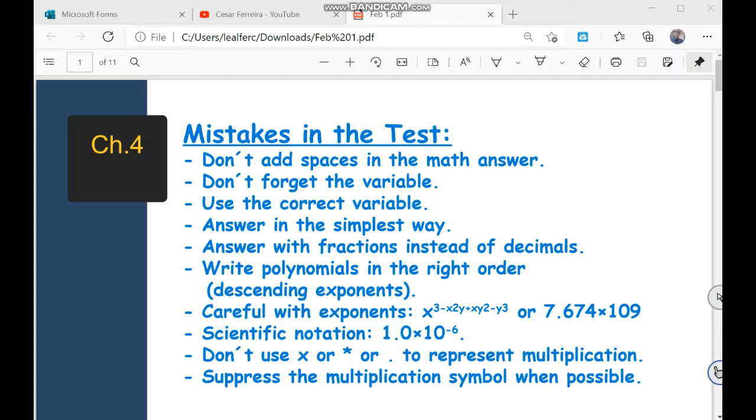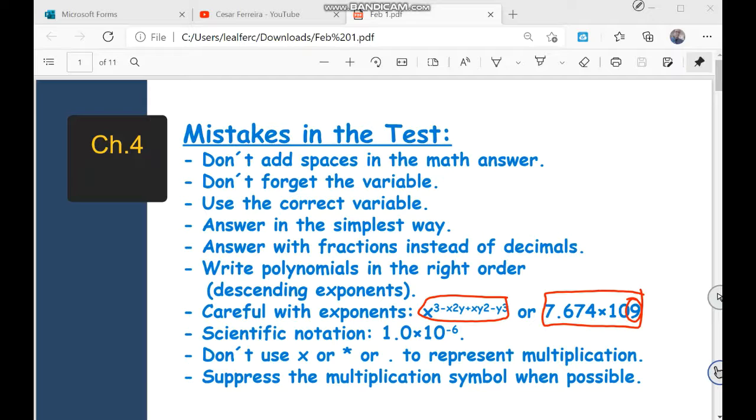Careful with exponents. And this is very silly because check this out. The student presses the button to write an exponent and forgets to turn off the exponent. Then the whole expression becomes an exponent. This is wrong. See? Another situation is when the student just forgets to press the button to make this an exponent. And instead of 10 exponent 9, it is just 109. That's wrong.